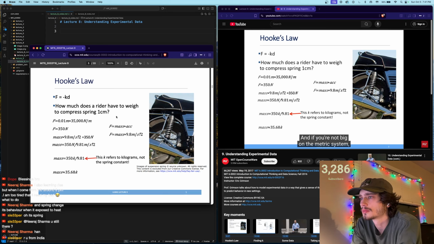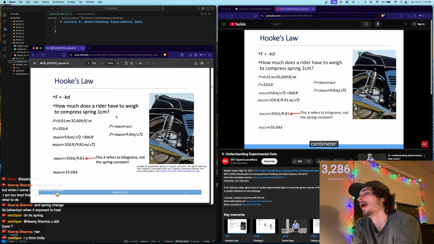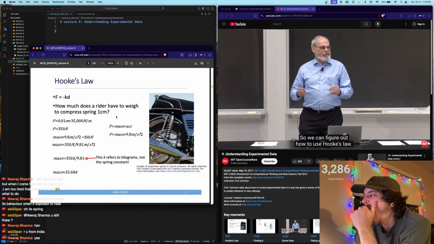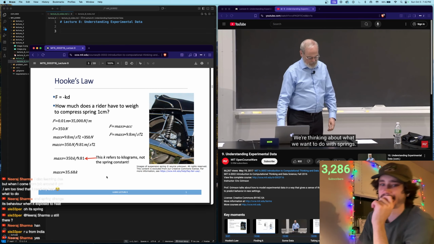And if you're not big on the metric system, it's actually a fairly light rider. That's about 79 pounds. So a 79-pound rider would compress that spring 1 centimeter. Okay, so we can figure out how to use Hooke's law. We're thinking about what we want to do with springs.